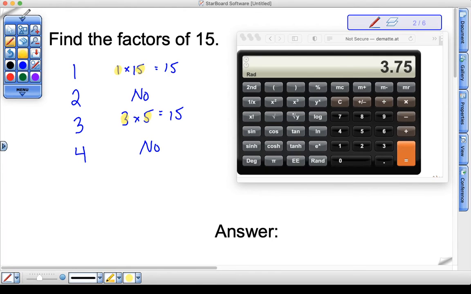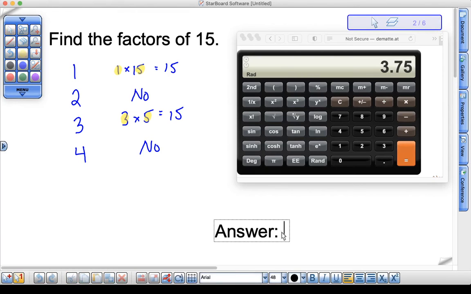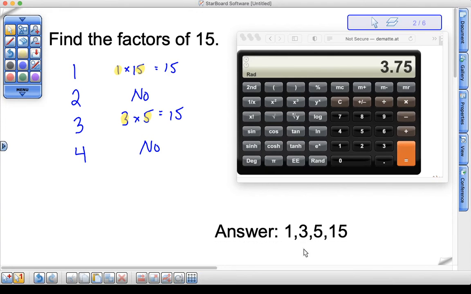So when I go to start putting my answer into Schoology, I'm going to start with the smallest number, which is a 1, put a comma afterwards. The next largest number is a 3, comma. The next largest is a 5, comma, and the last one is a 15. So 1, 3, 5, and 15 is my answer for finding the factors of 15.